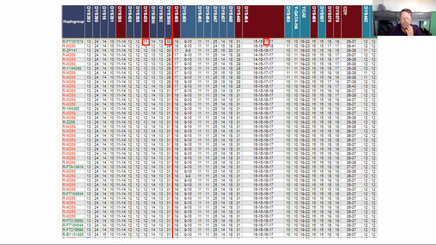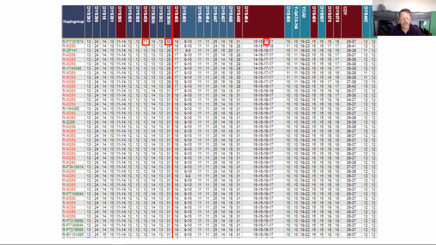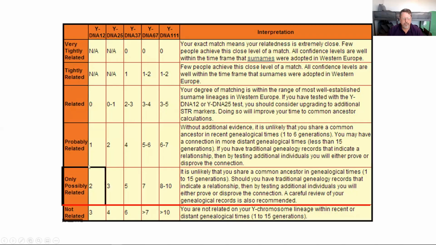So this is the Martinez family, who have all taken the test within one of the projects, and we'll talk about projects later. You'll see this person has at Y12 2 genetic distance, right? This 11 and this 32 is different from most of the others. So 2 genetic distance, like we just talked about, says that's only possibly related. But then let's say that person takes the Y37, they upgrade, and there's a new genetic distance, a 3rd genetic distance. Well, now they've taken the Y37, they have 3 genetic distance, and they've moved from only possibly related to being related.